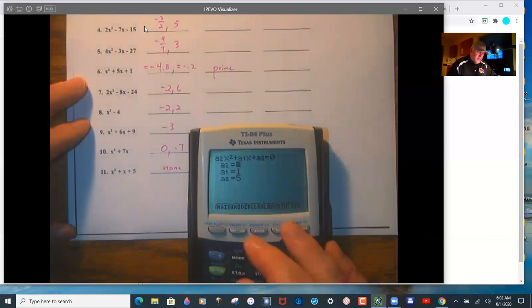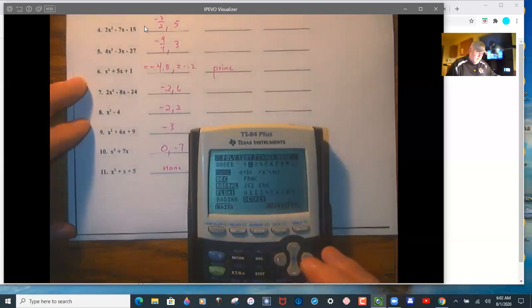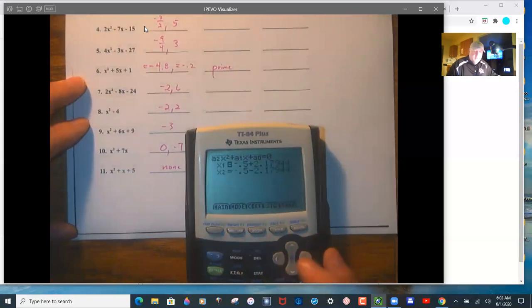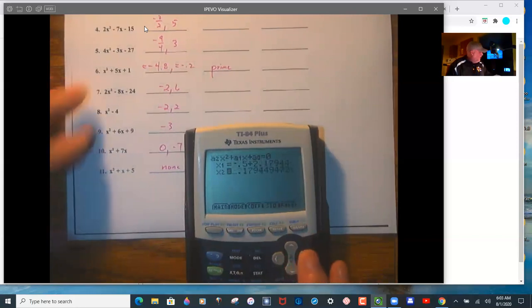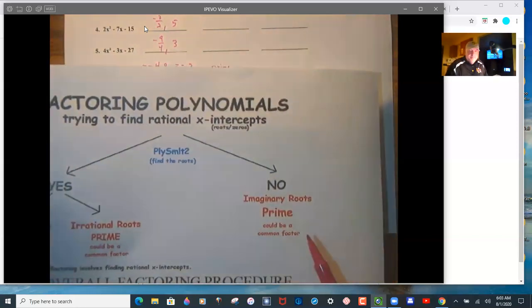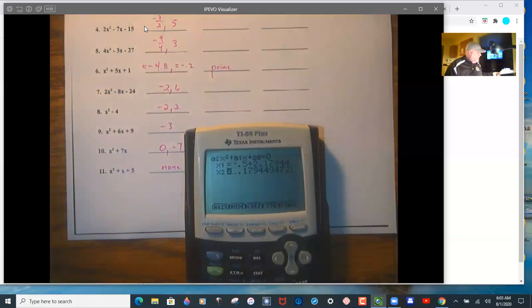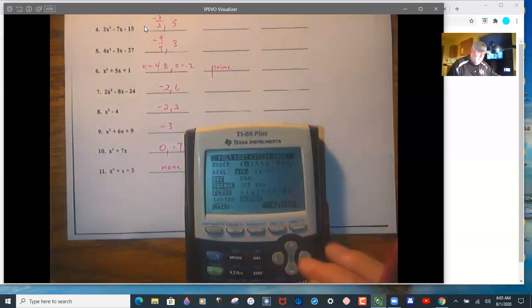All right, let me go back to mode here. If we were over here, when we do this, you'll get these weird printouts with an i at the end. Those are imaginary roots. That's what this is talking about right here. So keep your mode in real when you do this.